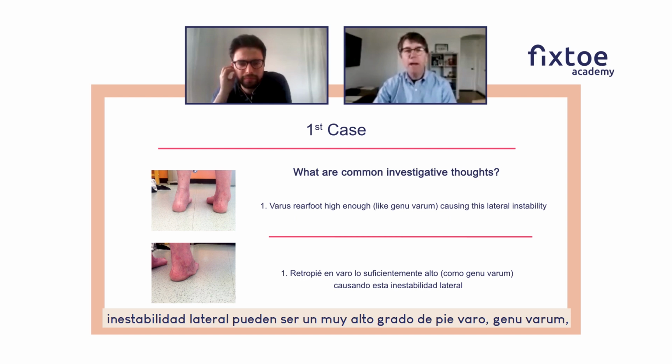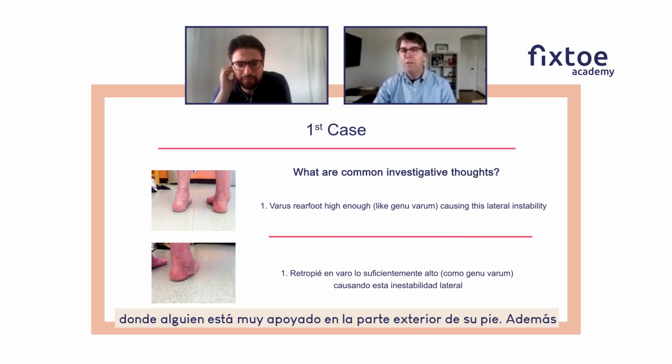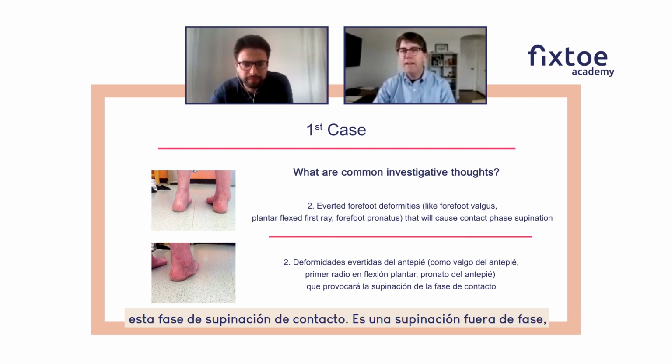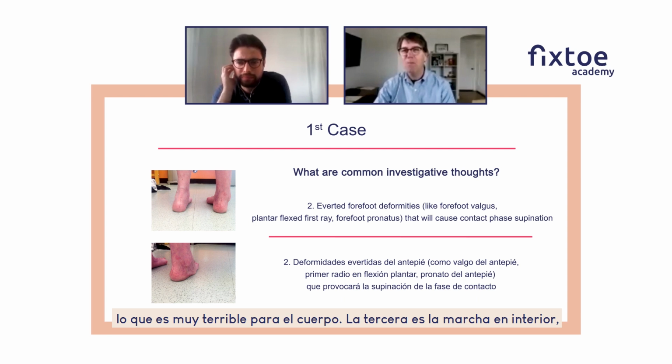Number one can be a really high degree of rearfoot varus, like genu varum, where somebody is very, very much to the outside of their foot. Also, number 2, these everted deformities, like forefoot valgus or plantarflexed first ray or forefoot pronatus, that can cause this contact phase supination. It's supination out of phase, which is really terrible for the body.